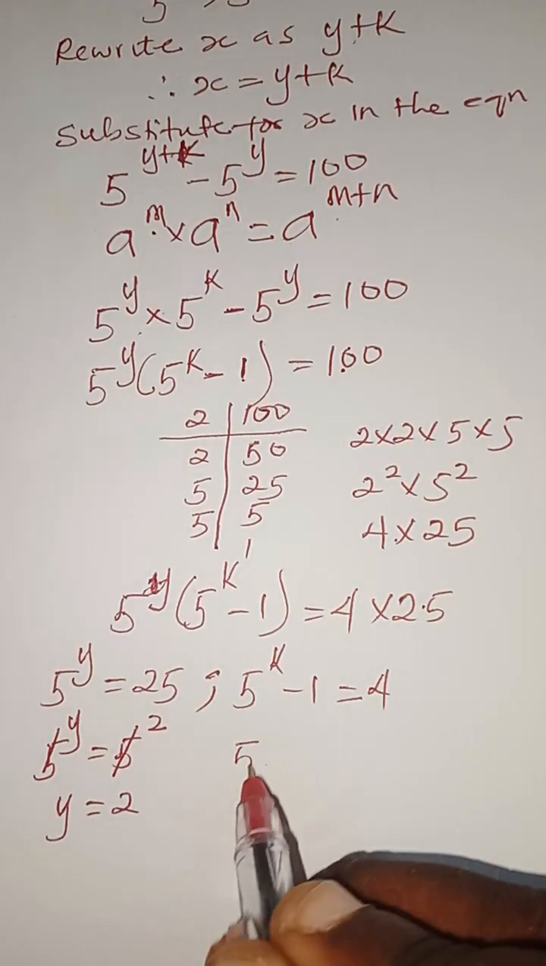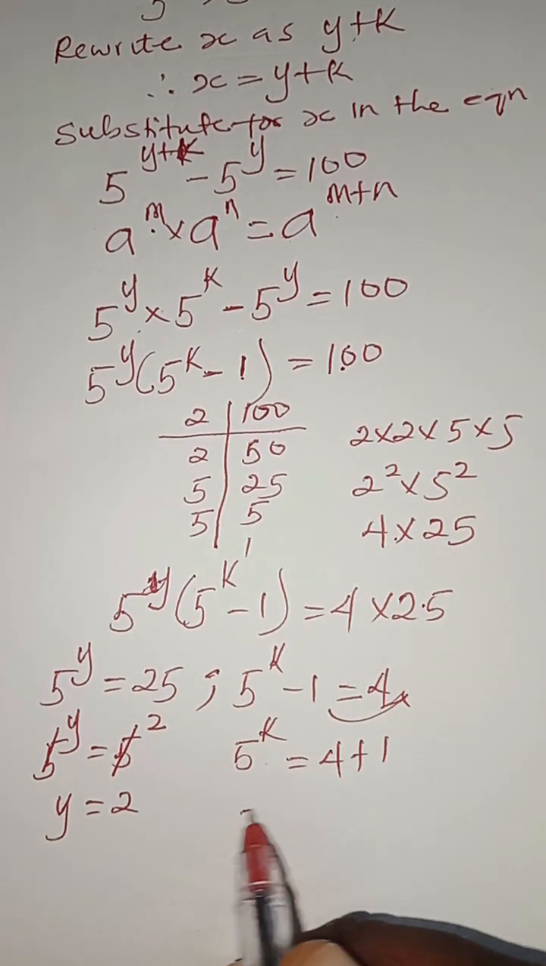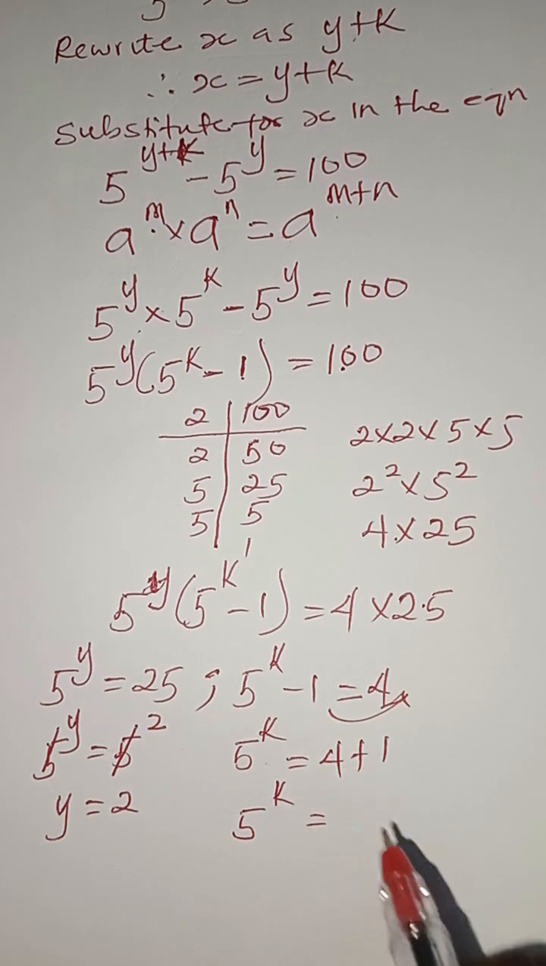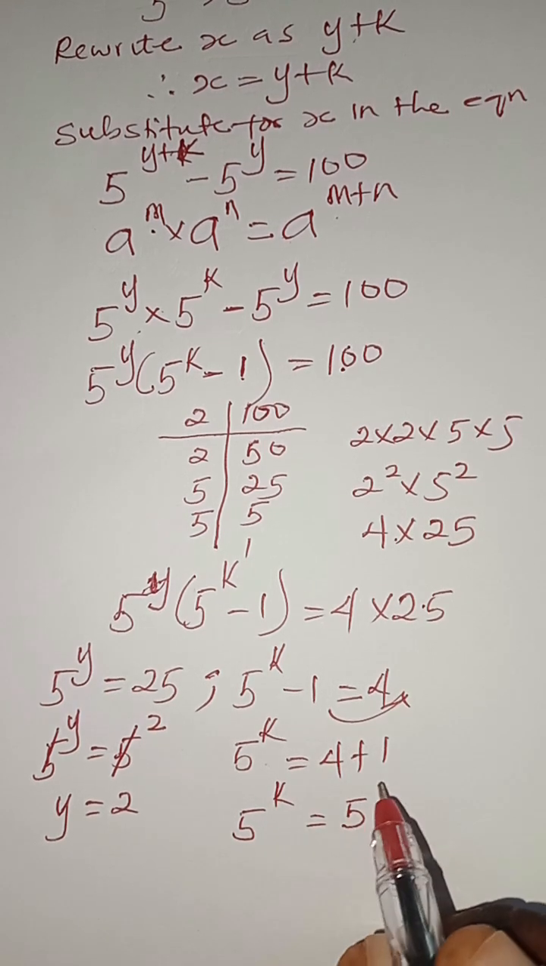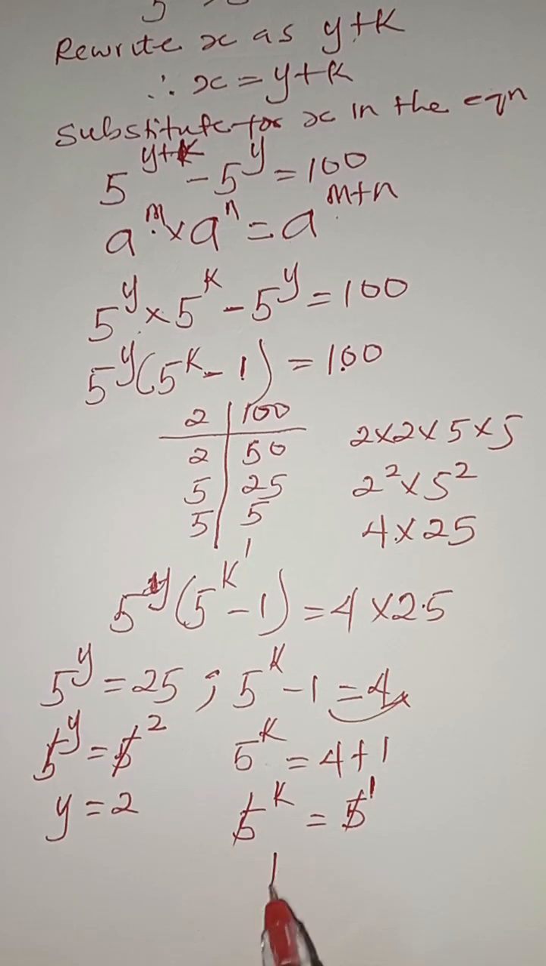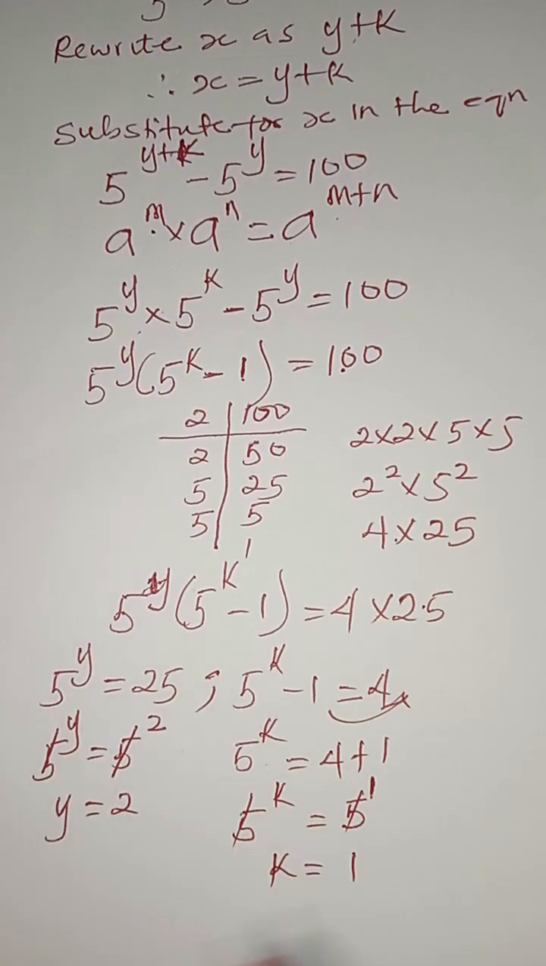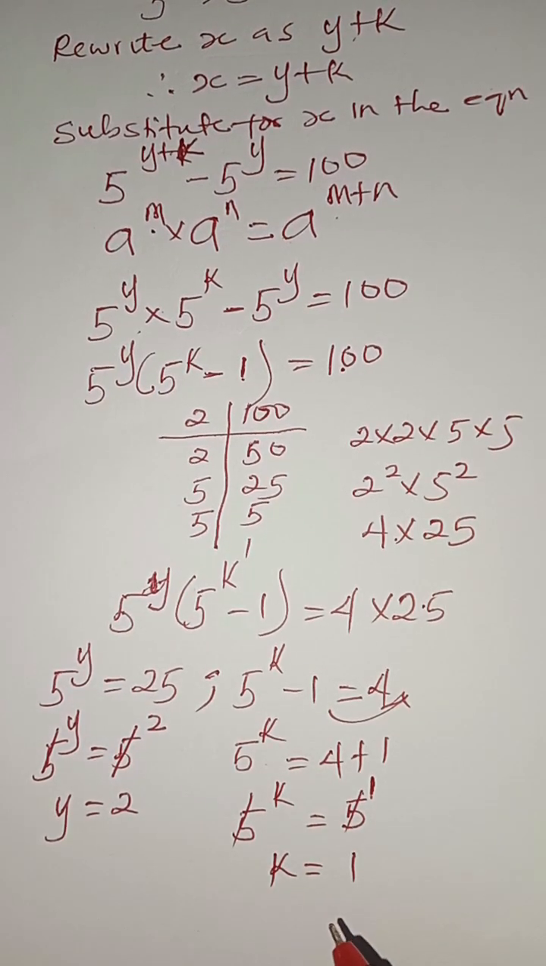So come here, 4 plus 1. So 5 raised to the power of k equals to 5. So your 5 is the same thing as 5 raised to the power of 1. So equal base. So in this case, if you look at it very well, we have obtained our y and we have obtained our k. So we need our x.